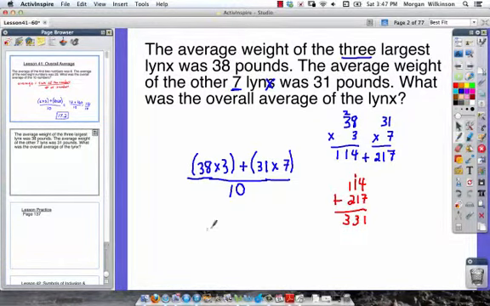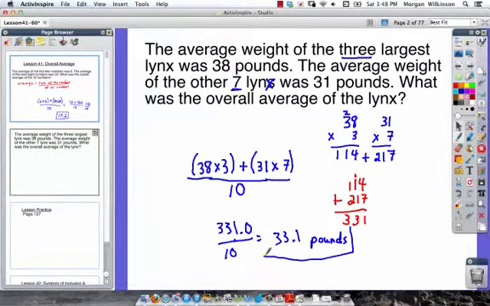So we've got 331 over 10. Move that decimal point over 1. It would originally be right here, 331.0 is the same thing. Move it over 1 because we're dividing by 10, and we get an answer of 33.1. We need a unit, or a label, in this problem because it was a word problem, so we're going to put 33.1 pounds. And we're all done.